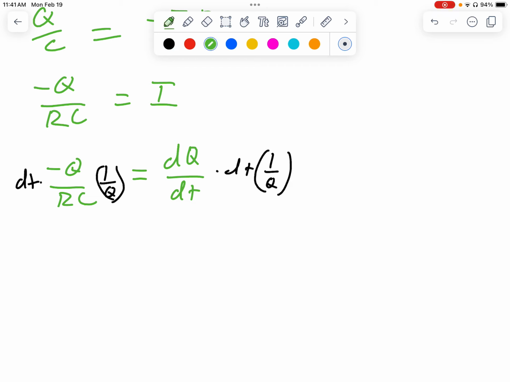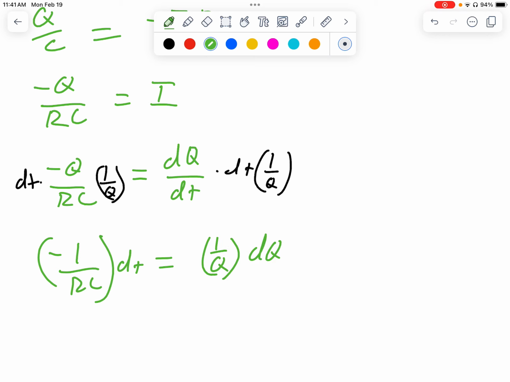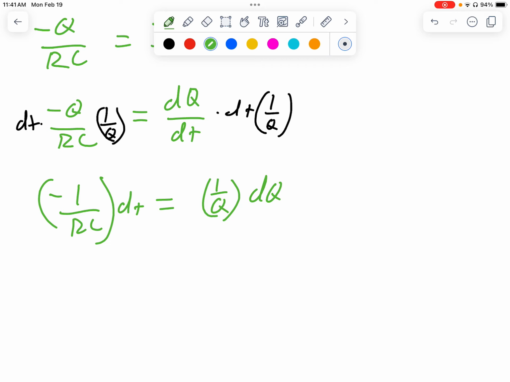That's pretty nasty, so let me clean that up a bit. What do I have on the left here? I've got negative 1 over RC times dt is equal to 1 over Q dQ. So I've just grouped the Q and the dQs together. And look, it's set up to be an integral now. So now we're going to integrate this.